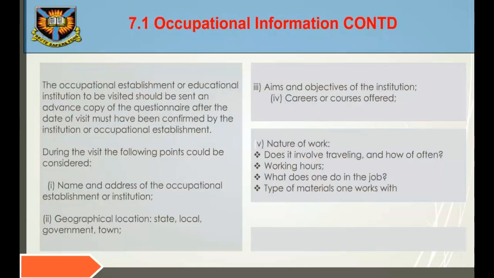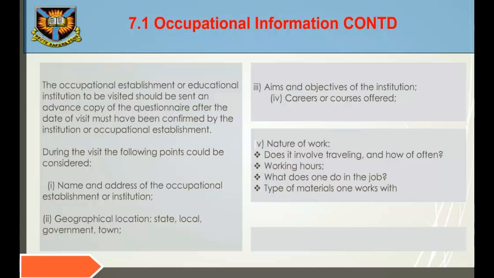The occupational establishment or educational institution to be visited should be sent an advance copy of the questionnaire after the date of visit has been confirmed by the institution or occupational establishment. During the visit, the following points could be considered.